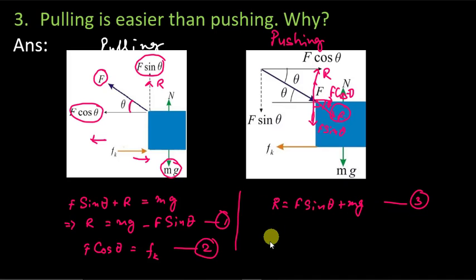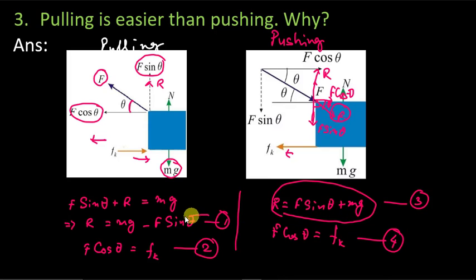And force of friction is acting along this. So the horizontal component F cos theta is equal to Fk. So it is the same in both cases. Now you see equations 3 and 1. From equations 3 and 1 we know that the normal reaction in the case of pulling is smaller. So pulling is easier than pushing.